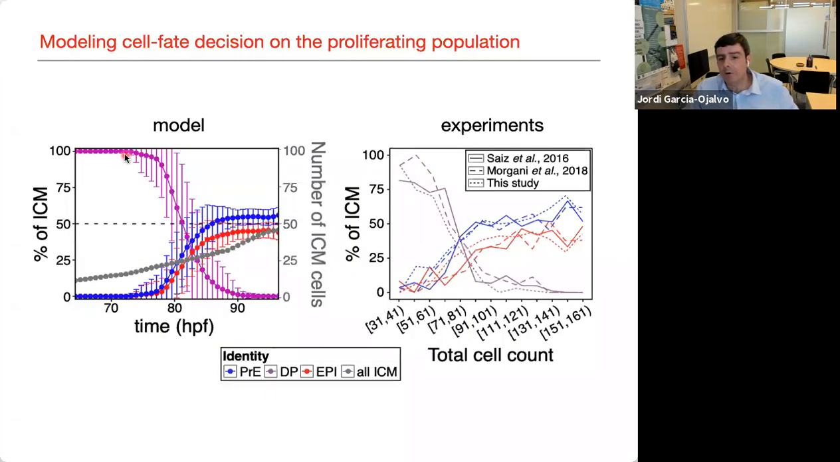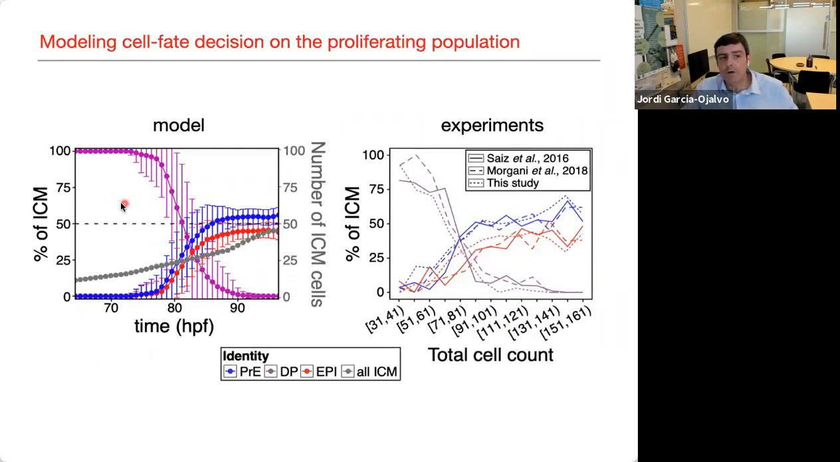So in our very simple model, let me remind you, only one equation per cell corresponds to Nanog dynamics. What we see is that at the beginning, all the cells are in this undifferentiated state, purple, and eventually they move on to a fate which is either blue or red, almost 50-50. Not exactly 50-50, because experimentally, we know that there are a slightly larger number of primitive endoderm than epiblast cells. So this is the experimental results from different studies.